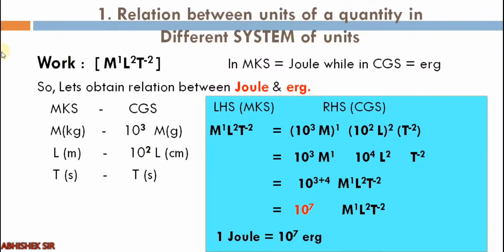Relation between units of a physical quantity in different systems of units. As an example we took a physical quantity called work. The dimensional formula of work is M^1 L^2 T^-2. But let us see the units. In the MKS system the unit of work is joule, which has the same dimensional formula. But in the CGS system the unit of work is erg. Let us now obtain the relation between joule and erg. How much is 1 joule in erg?